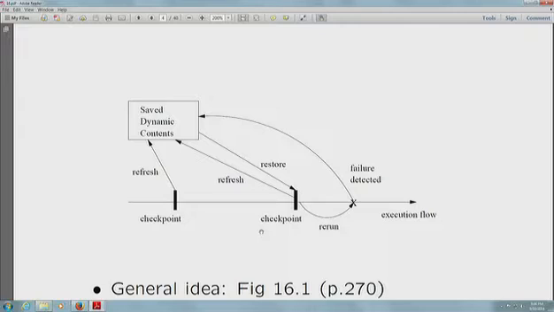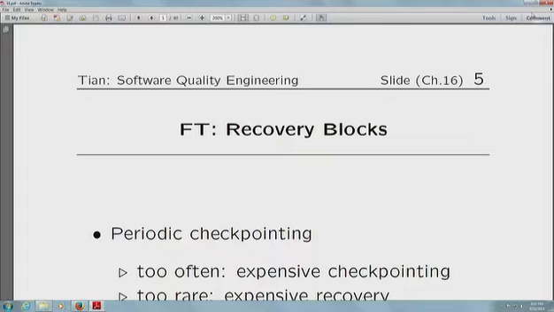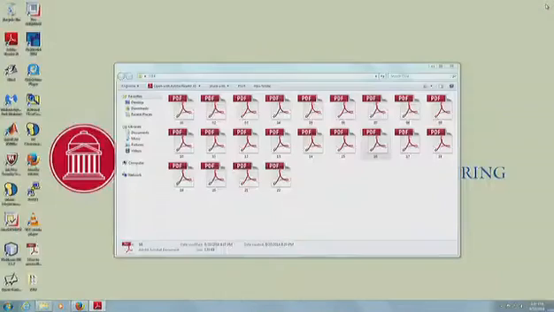Yes, so the checkpoints are restore points? Yeah, the checkpoint is the restart point. So you are not going to the very beginning. You will go back to this point and restart here. So that's the general idea of fault tolerance.